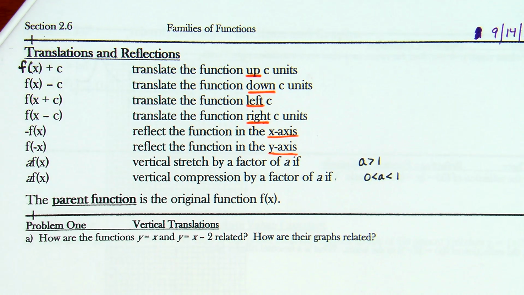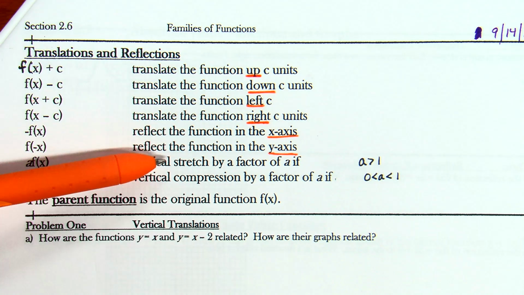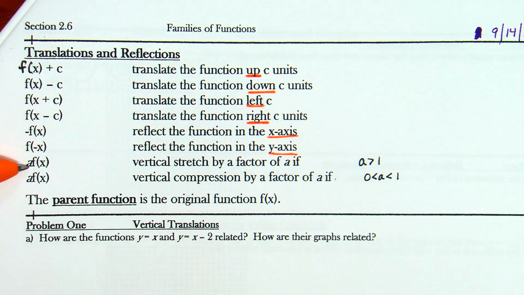Our other piece here are vertical stretches and compressions. Meaning, first of all, A represents this. You'll notice that A out front is multiplied. So if you have a constant, in other words, some number that is multiplied by the function, it is either a vertical stretch or a vertical compression. A vertical stretch means when I multiply by that number, it's going to stretch my graph up. It's going to pull it up, make it taller, and it kind of appears skinnier in the process. That's a vertical stretch.